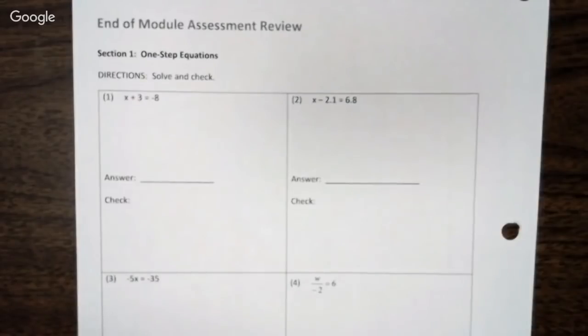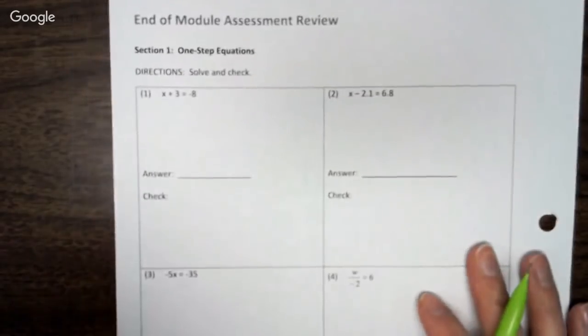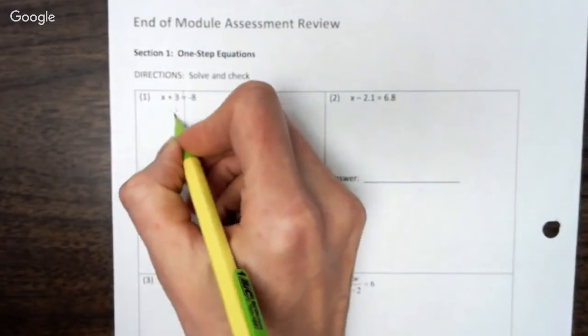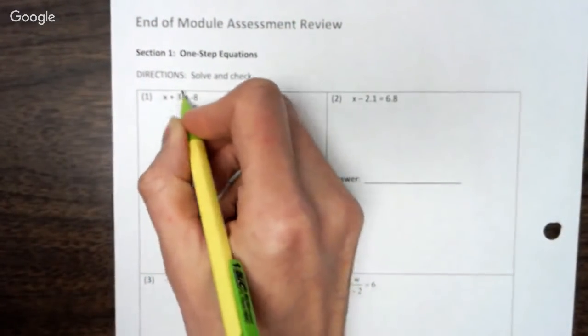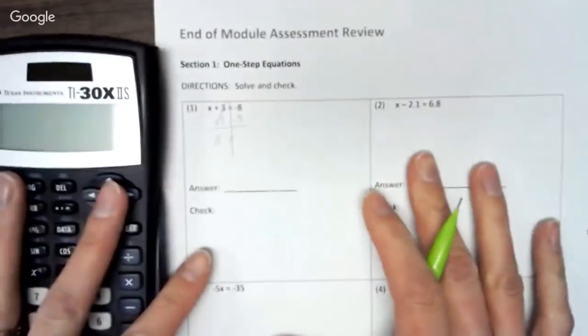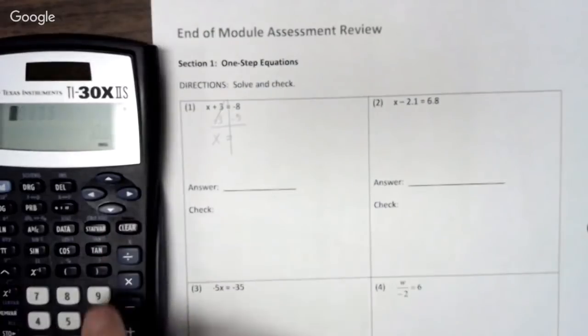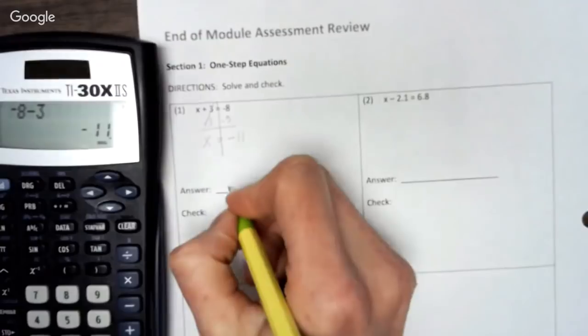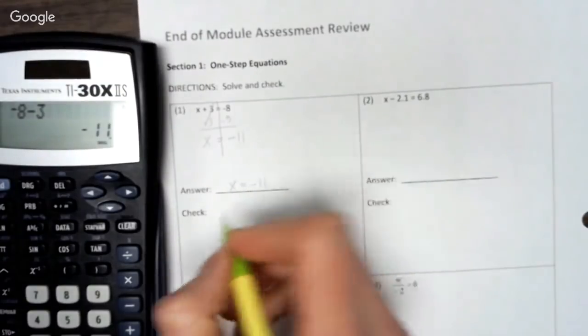I'm going to remind you that when you're solving one-step equations, you're going to use the opposite operations. So in this first problem, we're adding. So we're going to remove 3 from both sides. That gets rid of the 3's. We're left with x. Now you can use your calculator on all these questions. So -8 minus 3 is -11. So x is equal to -11.